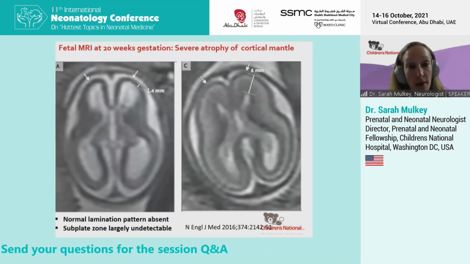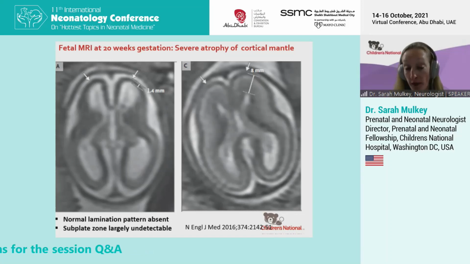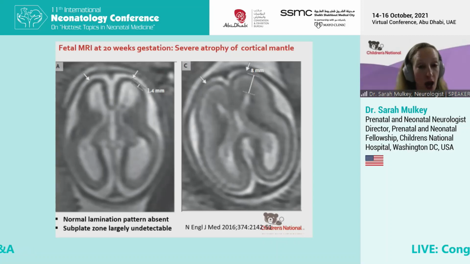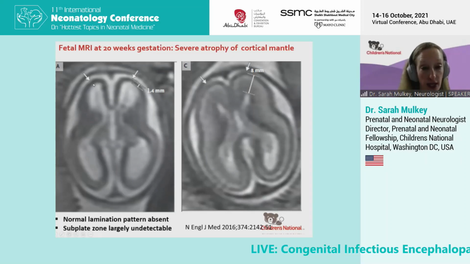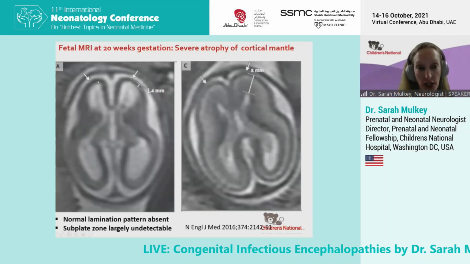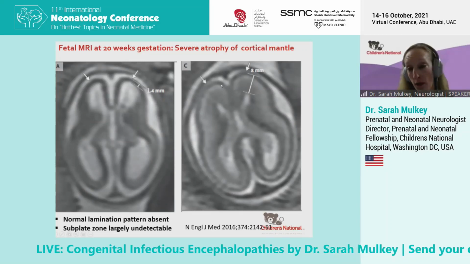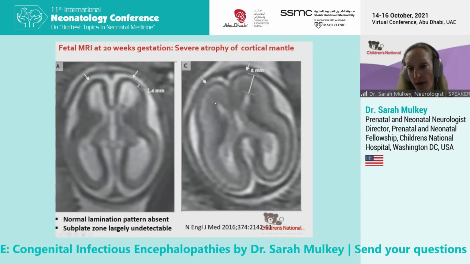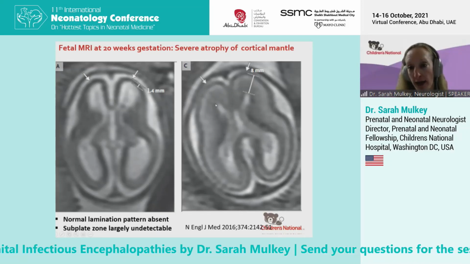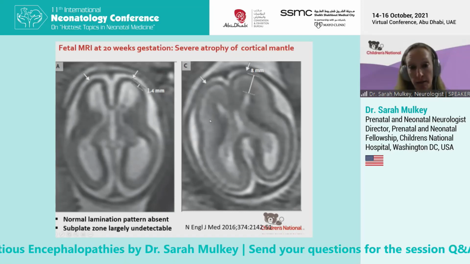So this is a fetal MRI at 20 weeks gestation in this fetus. And this is actually probably the first reported fetal MRI of Zika virus infection. In this image on the left, which is the case at 20 weeks gestation, we can see that the cerebral cortex is severely thin, especially in the frontal lobes, compared to the normal fetus at 20 weeks, where we have a nice thick cortex and a present lamination pattern.